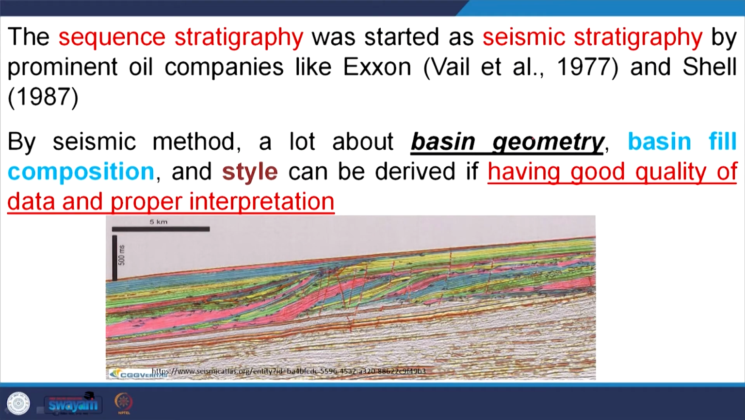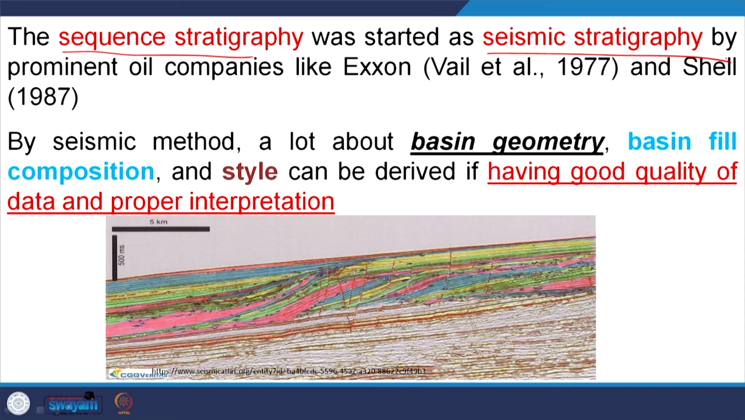Sequence stratigraphy was started at seismic stratigraphy by the prominent oil companies like Exxon and Shell. By seismic method, a lot about basin geometry, basin fill composition and style can be derived, if we have good quality data and proper interpretation. This is also important. This seismic geomorphology, where does it come from? It comes from the seismic profile, and first it started with sequence stratigraphy and then seismic stratigraphy. From the stratigraphic record, we are unraveling, we are retrieving the geomorphic processes involvement.